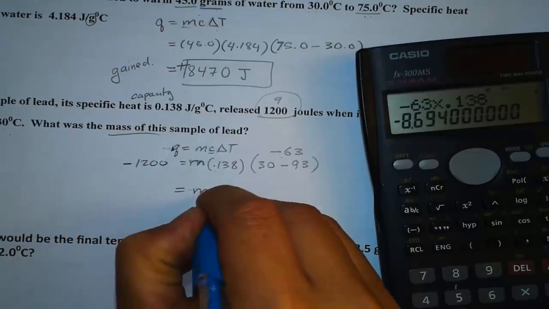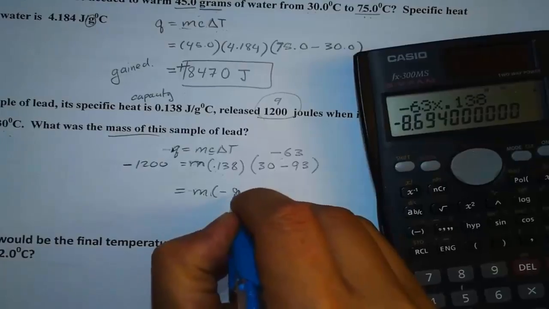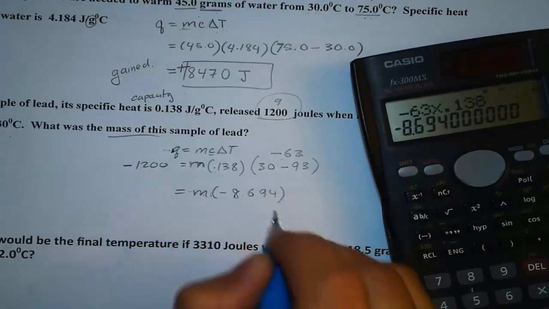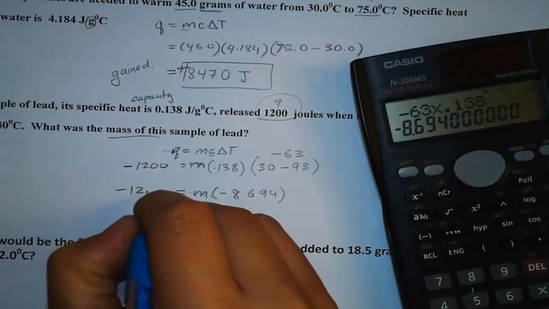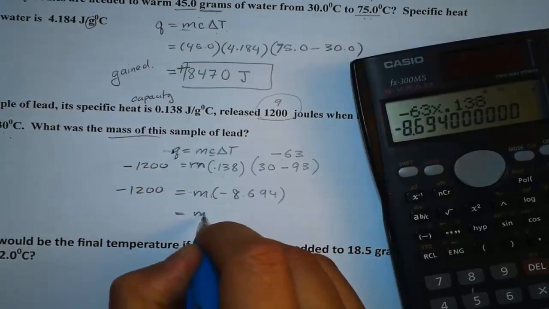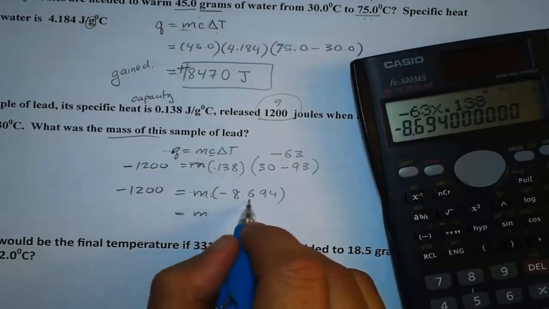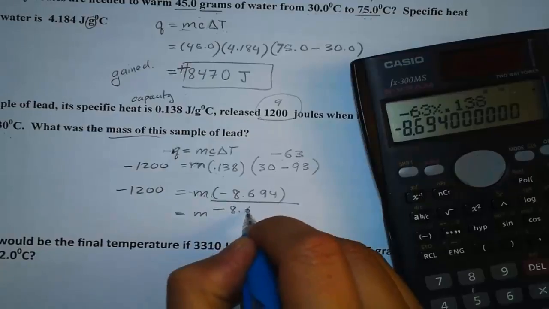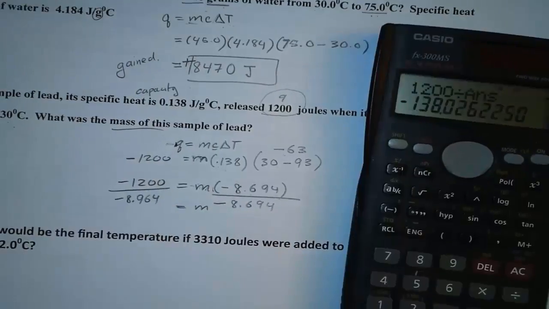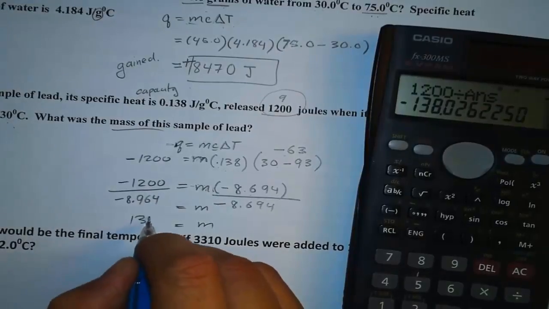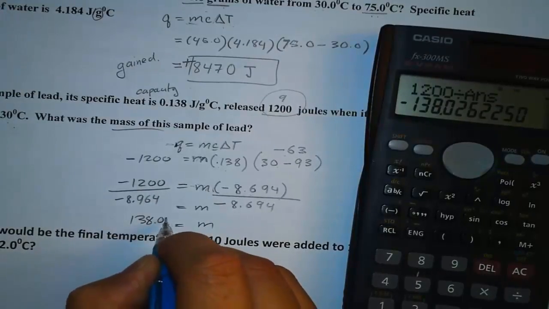So we have M times negative 8.69. Let's keep 3 decimal places for now. And that's equal to negative 1200. And what is M going to be? Of course, we're going to divide both sides by negative 8.694. Your M is going to be 138.03.